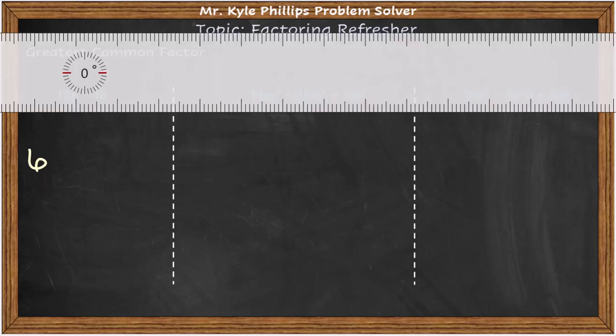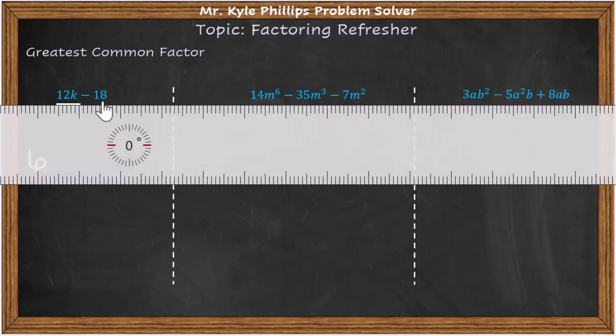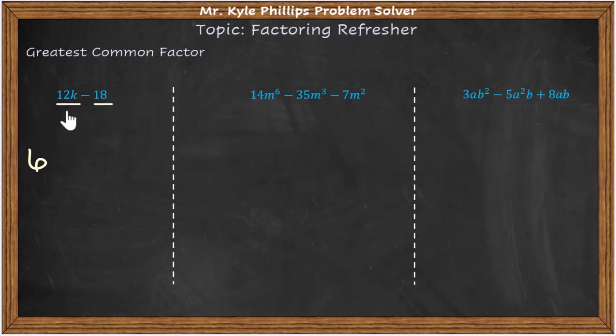So we can even illustrate that here. Let's come down and divide everything by 6, and that will give you the remaining factors. So 12k divided by 6 is going to be 2k. 18 divided by 6 is going to give me 3. This cannot factor any further, so here I am done.